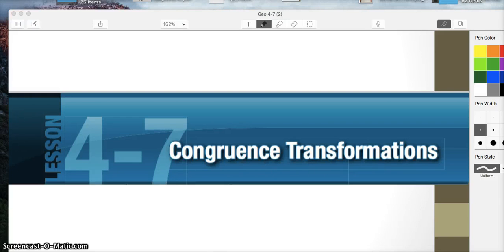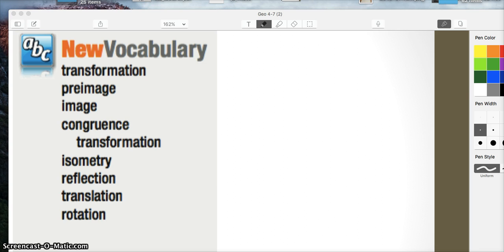Hi friends, here we are in chapter 4 and we're looking at section 4.7. We're going to talk about congruence transformations today. So we have a lot of vocabulary, but that's okay. It's not too bad. We're going to talk about shapes and maintaining the shape but moving the shape around. That's really what it comes down to. And so we're calling them congruence transformations.